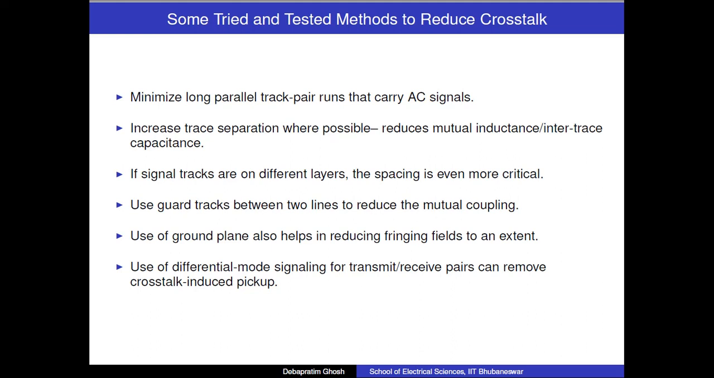And of course, using differential mode signaling for transmit receive pairs can prevent not crosstalk but pickup from external elements. So what happens is, if you have differential signals and there is some common noise which is affecting both the tracks, then at the receiver you can simply take an inversion of one of the differential lines and add them. So the signal will be retained but the noise will get cancelled out.